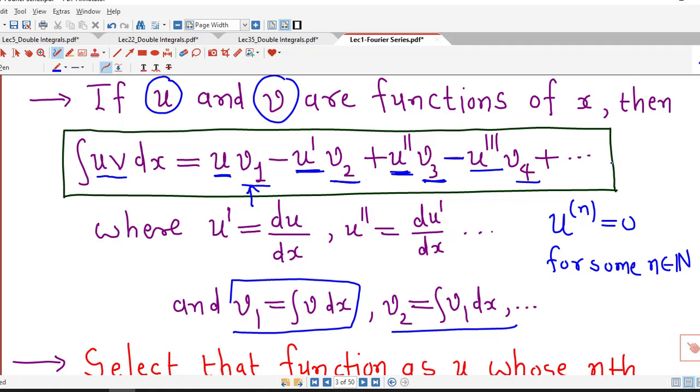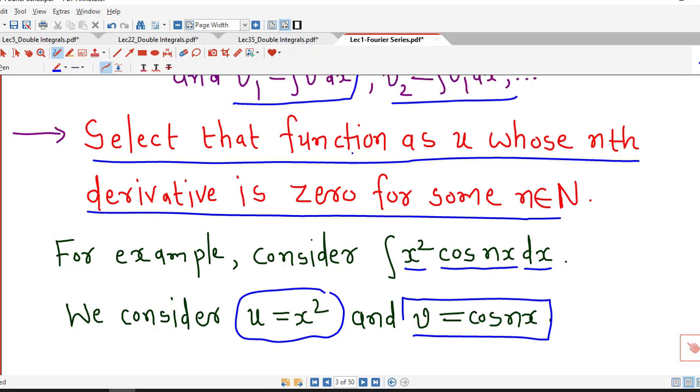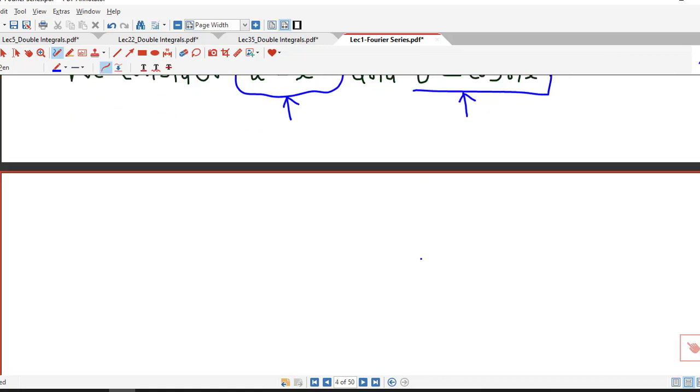So if we consider u as that function whose derivative never vanishes, then we are going in the wrong direction. So we will consider that function as u whose derivative becomes 0 after some finite number of steps. So here we take u equal to x square and v equal to cos nx, and we try to integrate now using integration by parts.